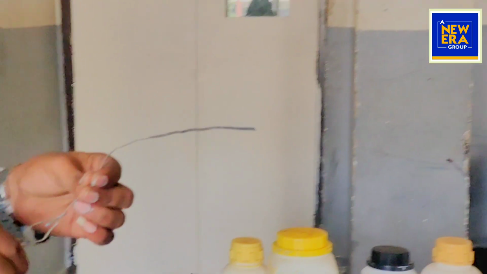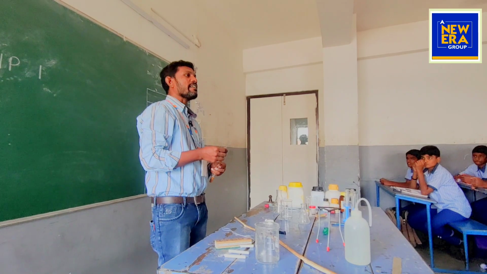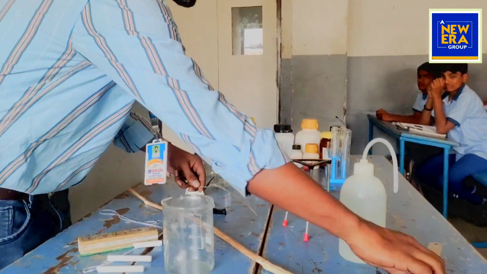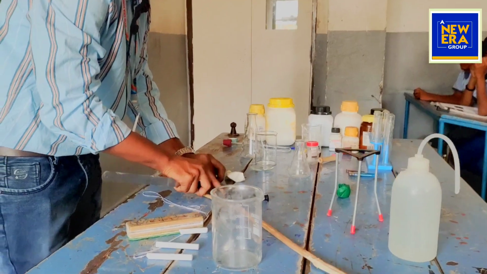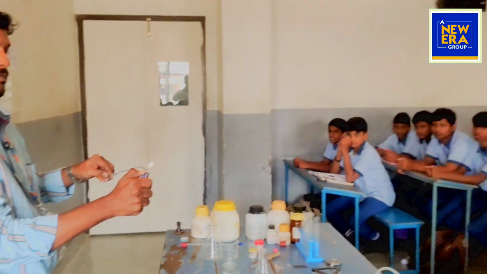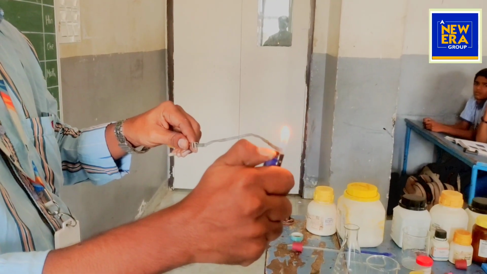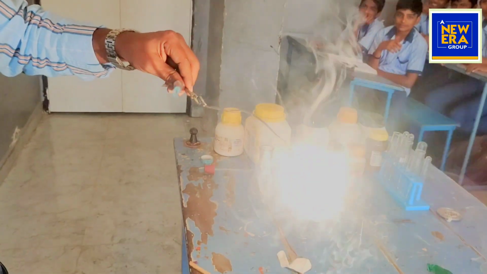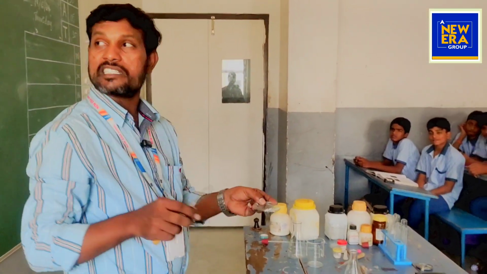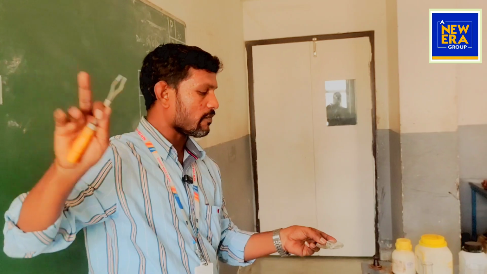First, rub it with sandpaper, because when metals react with oxygen, metal oxides form on the surface. Due to that reason, I rub it. When the magnesium ribbon is burning, we can observe a white dazzling flame. So it is the burning of magnesium. Magnesium ribbon burns in the presence of oxygen to form magnesium oxide. So this is the combination reaction. This is the first activity.